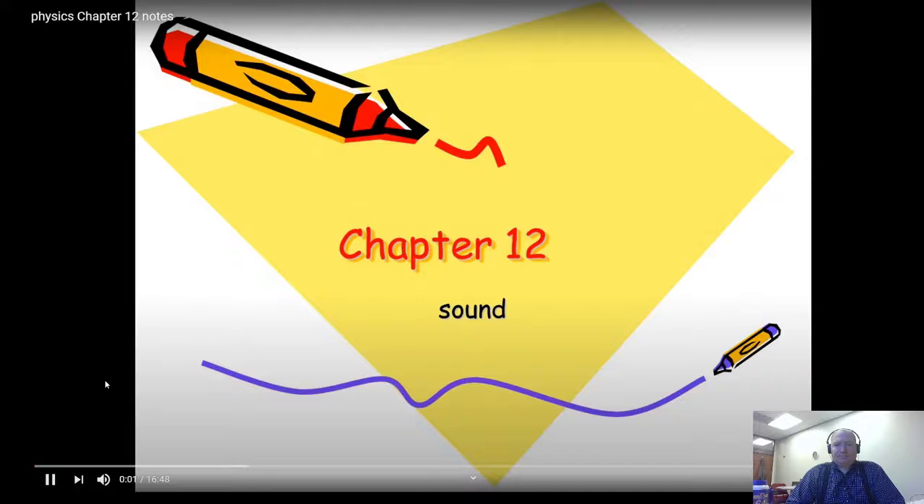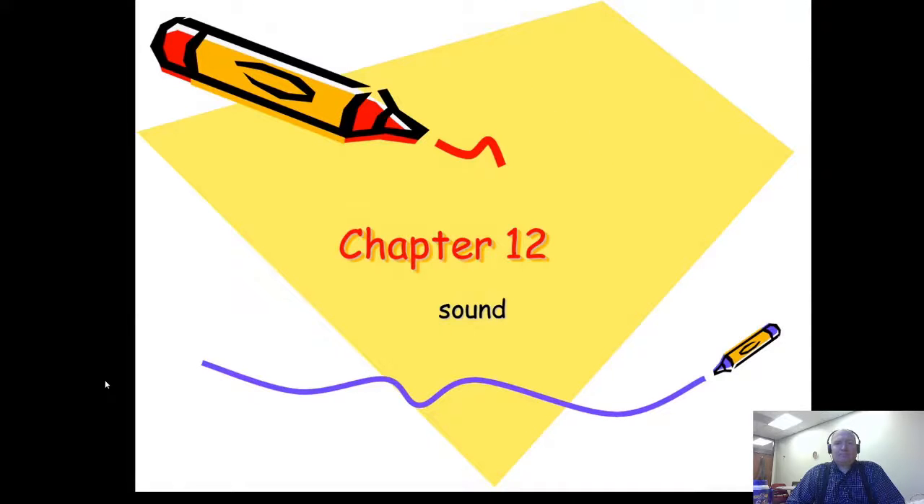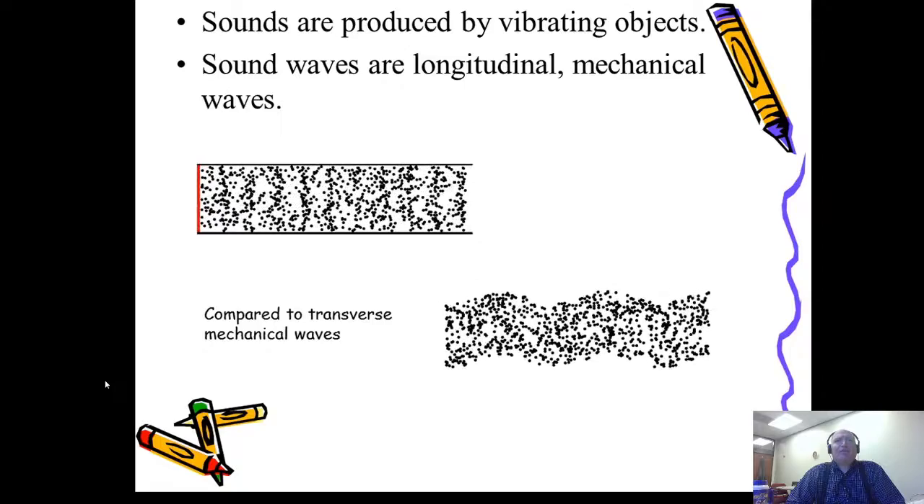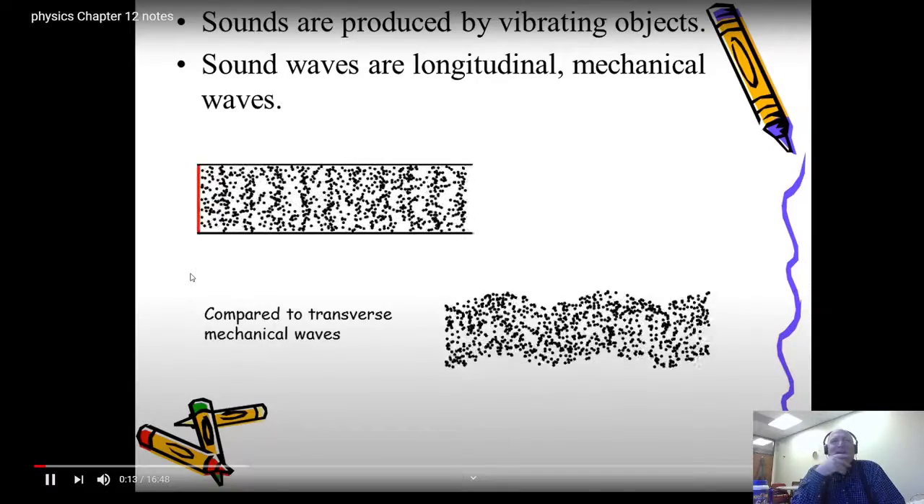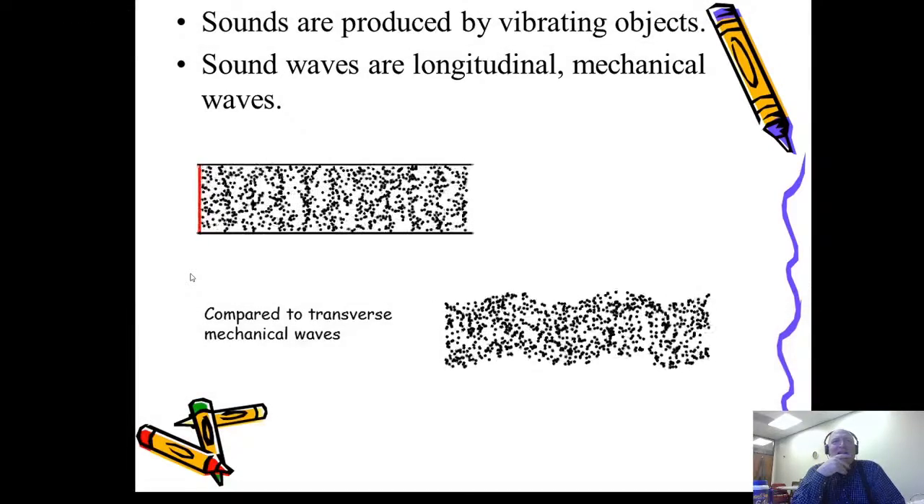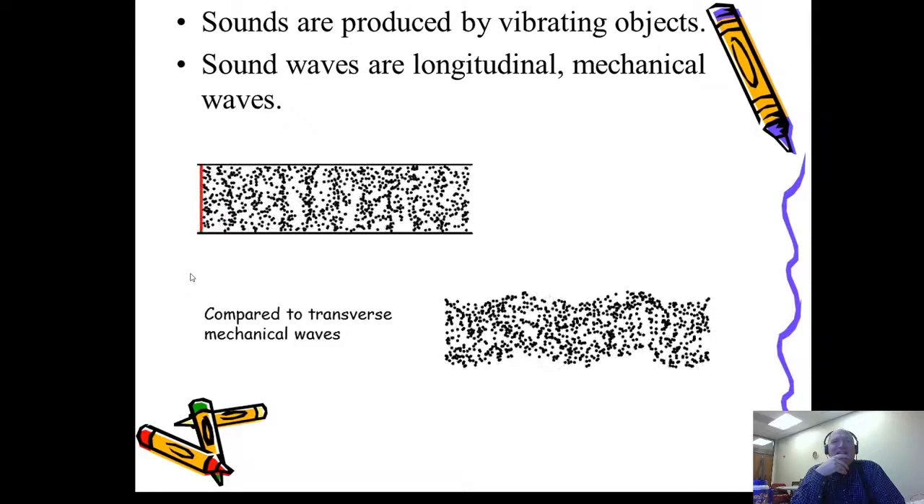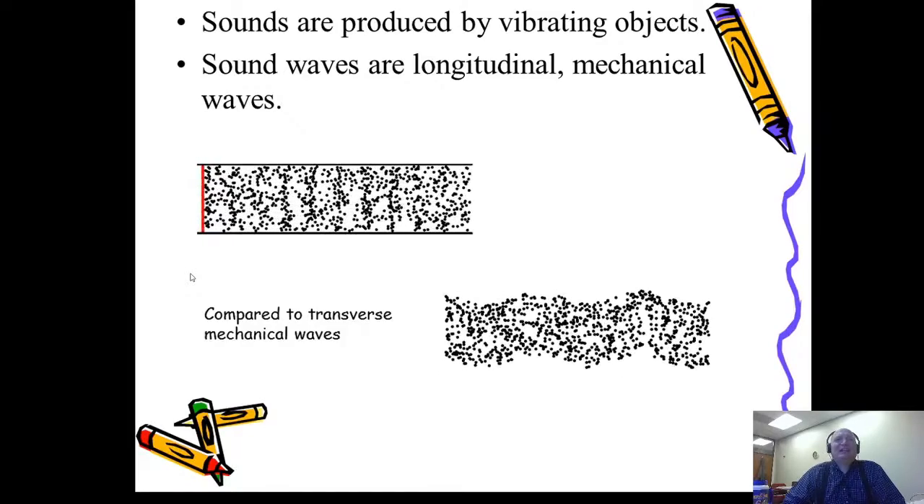This is Mrs. Mooney's notes for Chapter 12, Sound. Sound waves are longitudinal mechanical waves that are produced by vibrating objects. When an object, such as your vocal cords, vibrates, it causes the air molecules to alternately bunch up or compress and then spread back out. When these trains of compressions reach your ear, tiny bones begin to vibrate and your brain interprets this as sound.